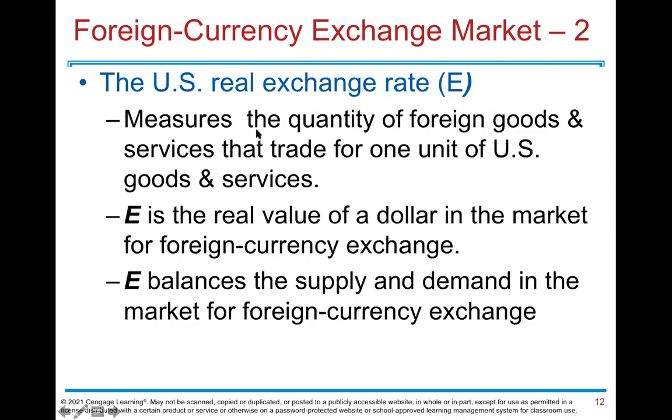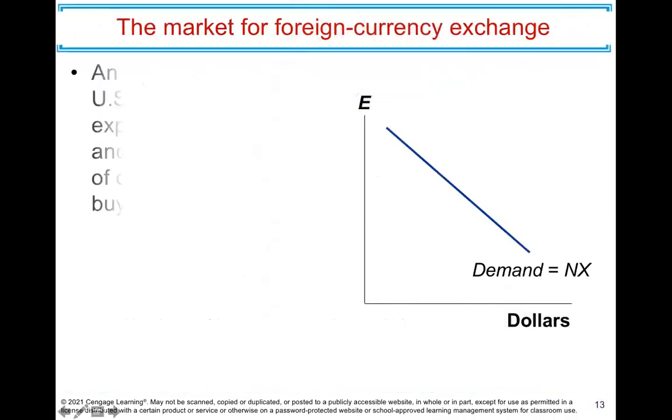So quantities of foreign goods and services that trade for each other. E is the real value of a dollar in the market for foreign currency exchange. And E balances the supply and demand for foreign currency. So what this is saying is that the exchange rate balances supply and demand for foreign currency exchange. So think of the supply of dollars and the demand for dollars. And the exchange rate is essentially the price that balances these two things. It's going to be what we see on our y-axis, and we'll see that in just a minute. Actually, here we are, yes.